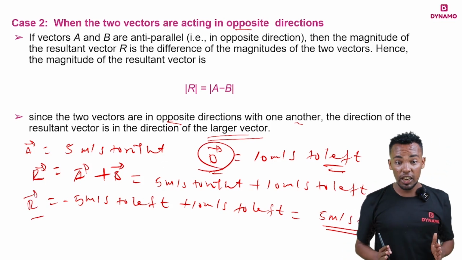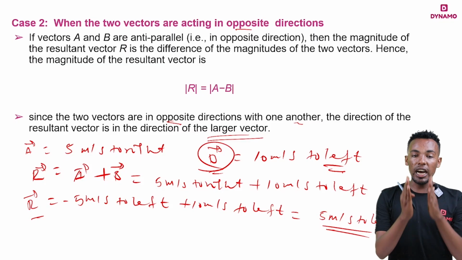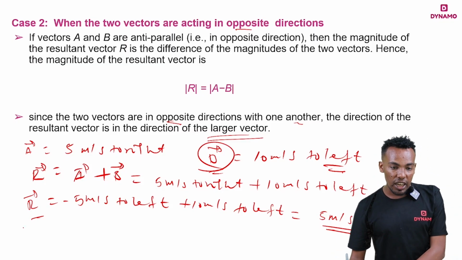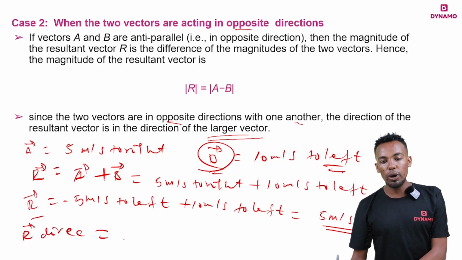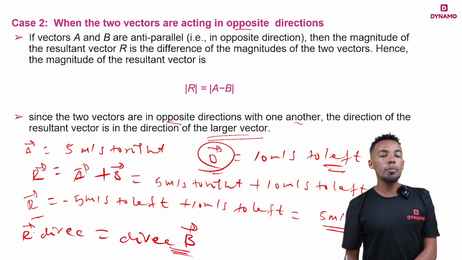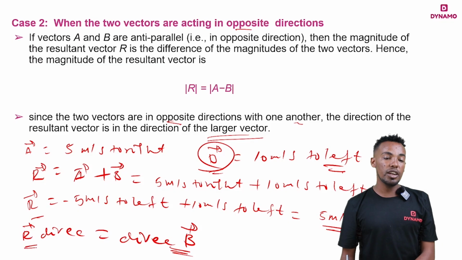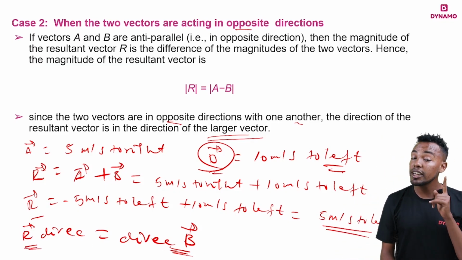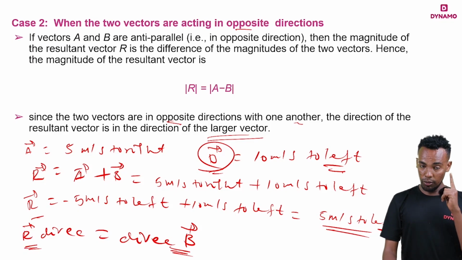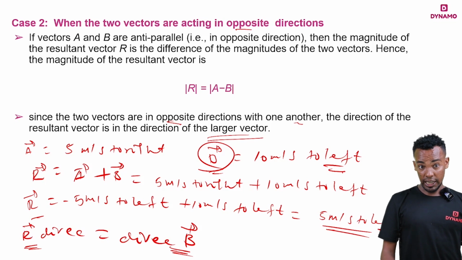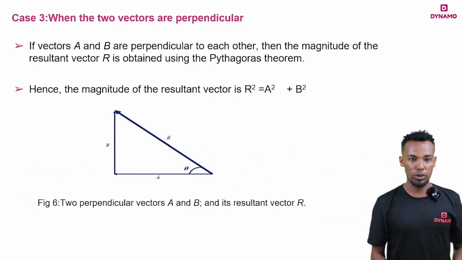Therefore the direction of the resultant vector is the same as the direction of vector B. Why? Because vector B is larger. So the direction of the resultant is the same as the larger vector. This is case 2. Remember this; algebraically or analytically we show it like this in the second case.